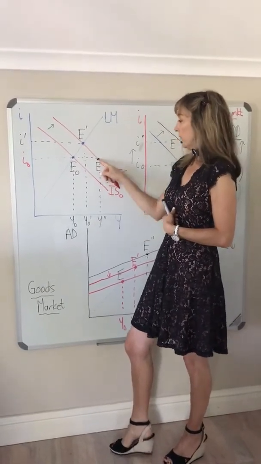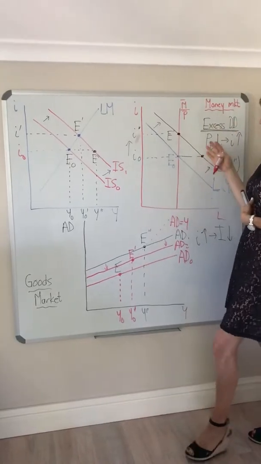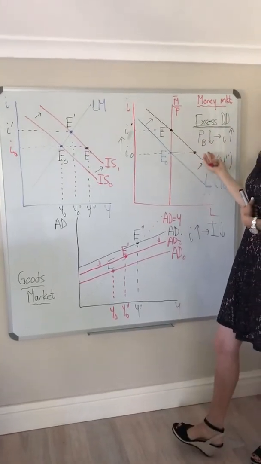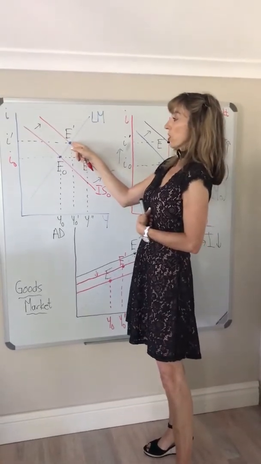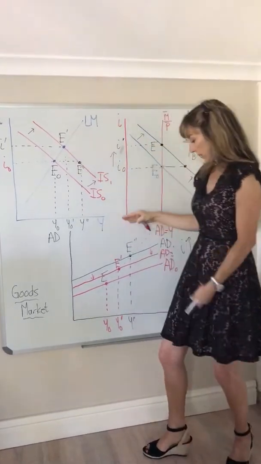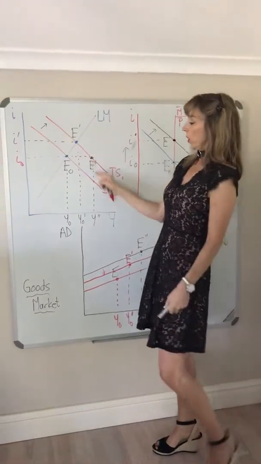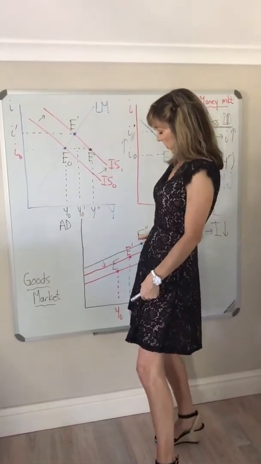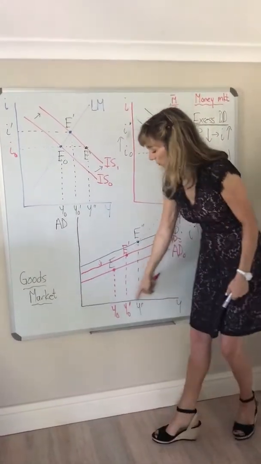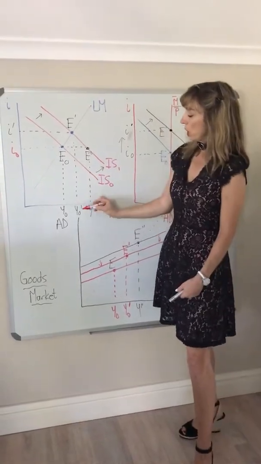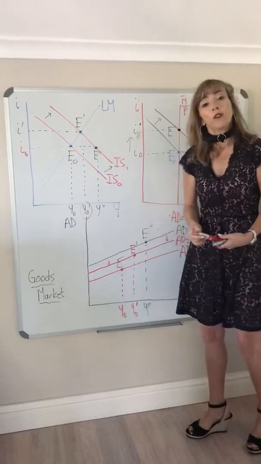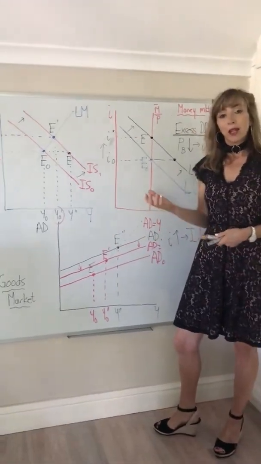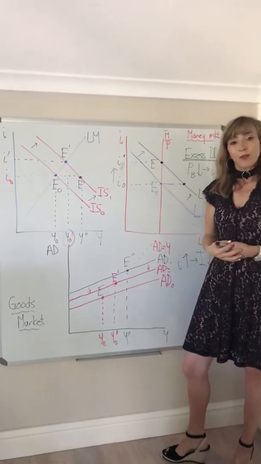But that higher level of income caused money demand to increase in turn and led to a higher interest rate. And as your interest rate starts to rise, we see that that causes planned investment to fall, and income, as a result of this shifting down a bit, falls a bit, and we move to this final equilibrium output over here. So that process explains crowding out of fiscal policy.